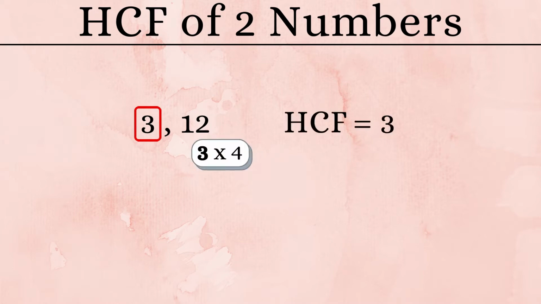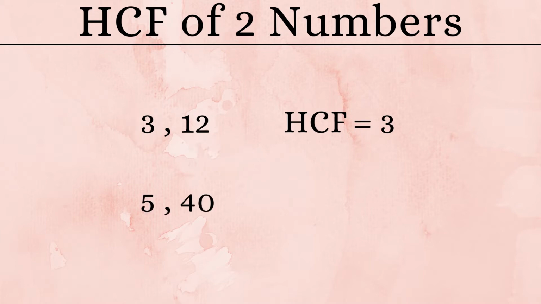HCF of 3 and 12. Now we first mark the smaller number, in this case, 3. We then have to check if the other numbers are multiples of 3. In our case, 12 is a multiple of 3. So we can easily mark 3 as our HCF.